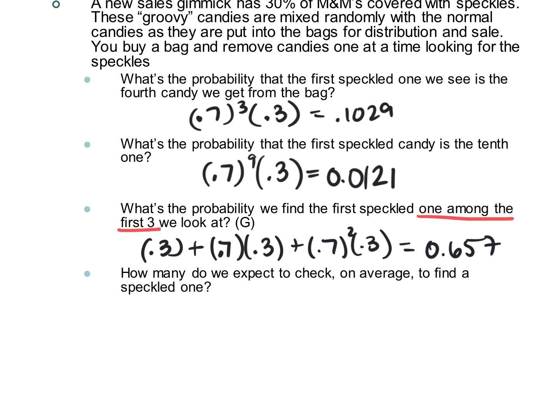And the last question is asking how many do we expect to check on average to find our first speckled one? Expect on average means the mean, right? When you see how many do we expect on average, expected value is the mean. The mean of the geometric distribution is 1 divided by p, which is 1 divided by 0.3, 3.33. So we expect on average to have to check 3.3 candies before we get that first speckled one.